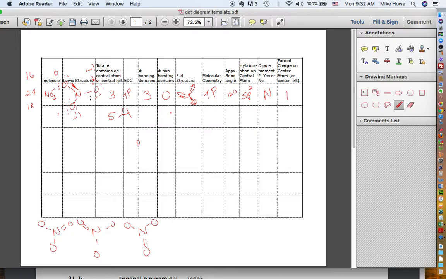Now sometimes in this situation, you would see an octet expanded to put another bond in to minimize that formal charge. But in nitrogen, since the outside energy level of nitrogen is the second energy level, and there is no d sublevel to become involved in bonding, you just don't expand the octet on nitrogen, so you just have to leave it as a +1.